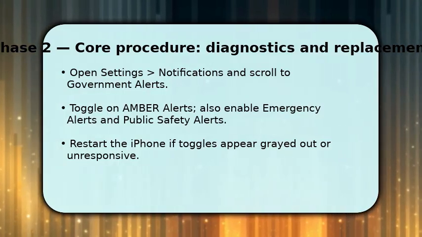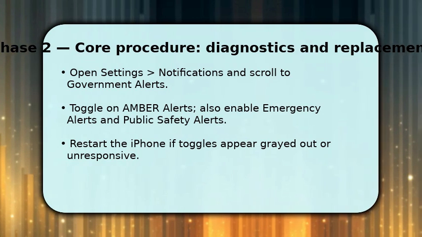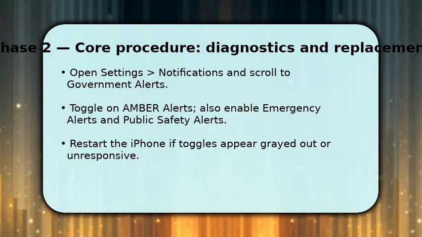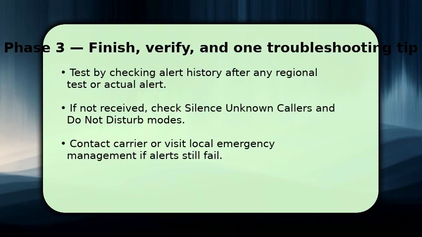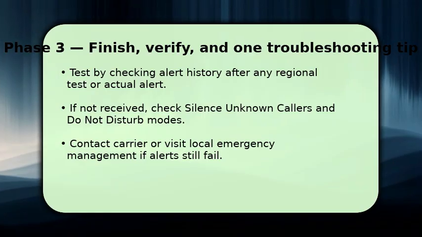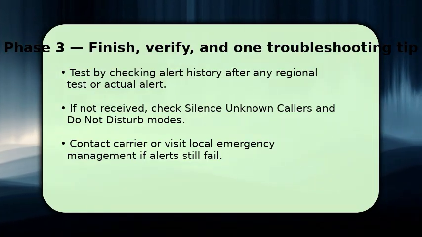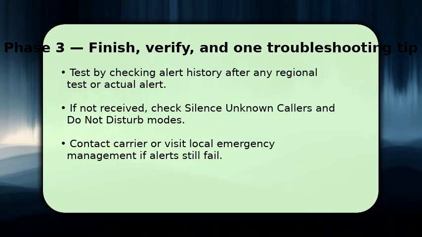Once you've enabled them, give the phone a quick restart to lock in the settings and clear any temporary issues. Finish by verifying settings and knowing how to troubleshoot. After a regional test or when an actual alert occurs, check your notification history to confirm receipt. This verifies the path worked.